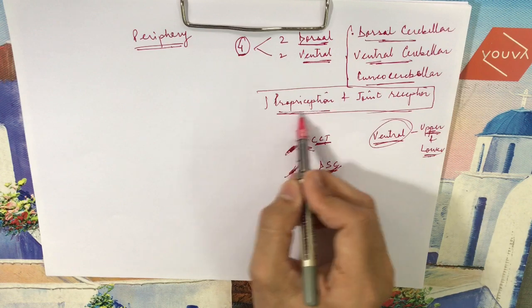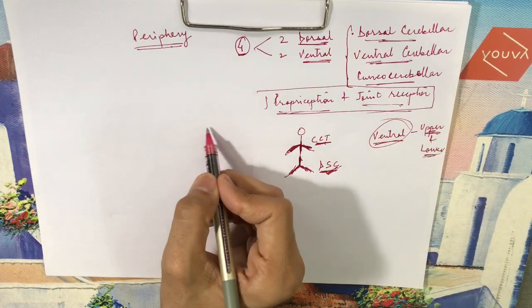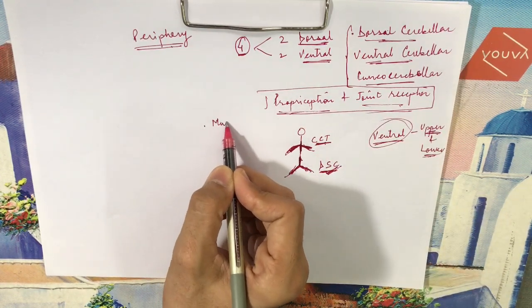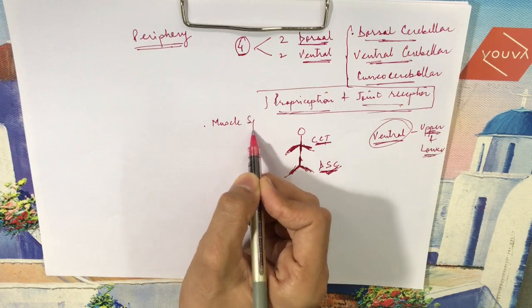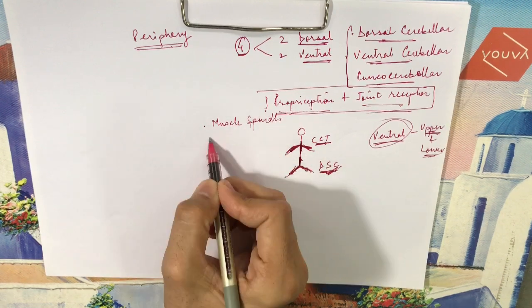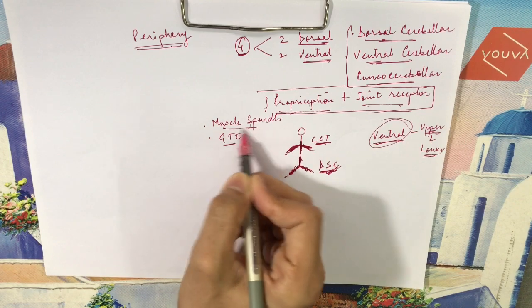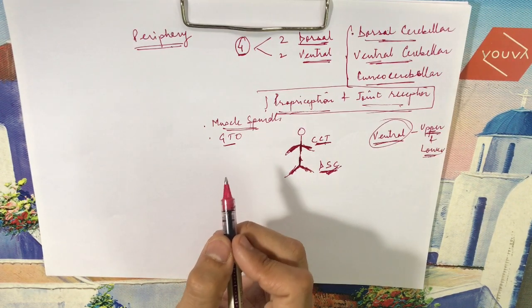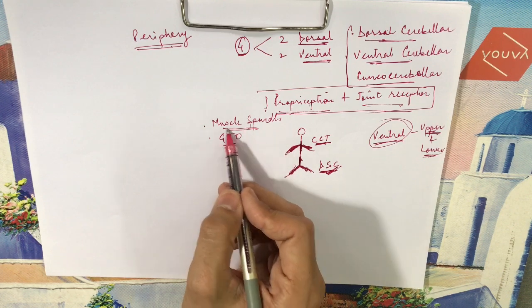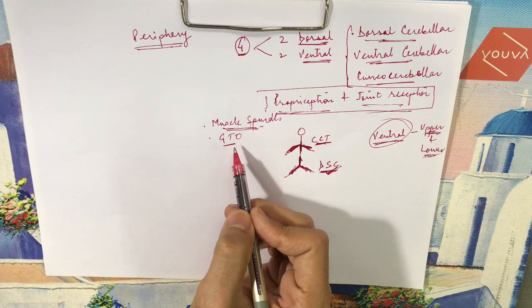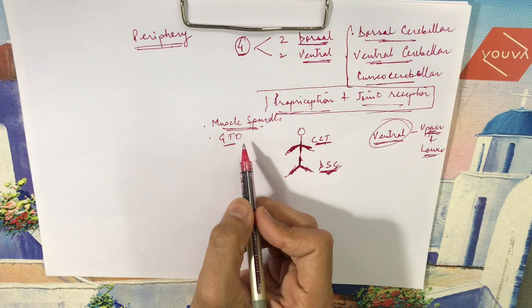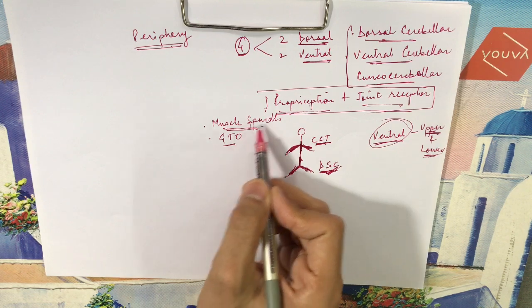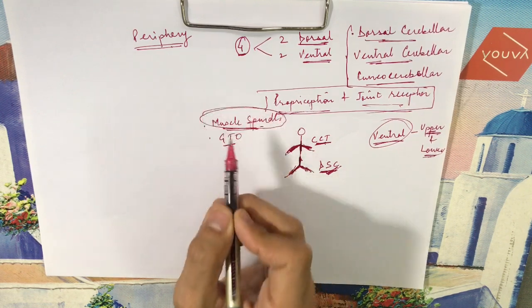Now, these proprioception and joint receptors, they are carried via... what are the sensory receptors for them? Muscle spindle, Golgi tendon organ. Okay, muscle spindle and Golgi tendon organ. If we can recall, these muscle spindle and Golgi tendon organ were carrying the information regarding how much strong the muscle contraction is happening.